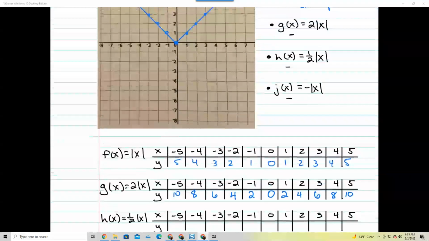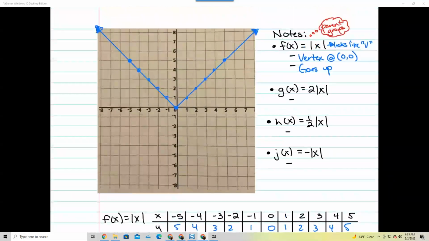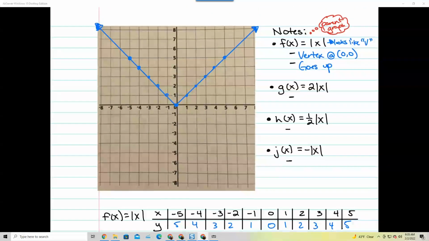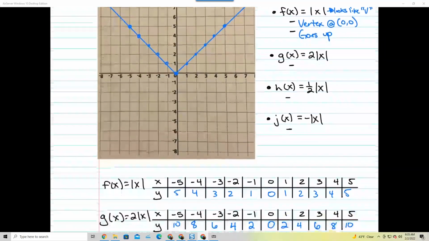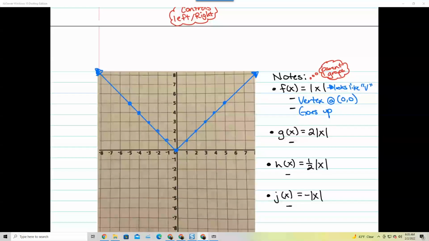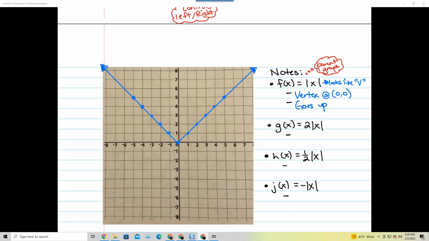Now we're going to go ahead and take those values and plot them. The first one I see is negative 5, 10, but that doesn't fit on my graph. So I'm going to skip that one. We're going to go to the next one, which is negative 4, 8. Negative 4, 8 is right up here.